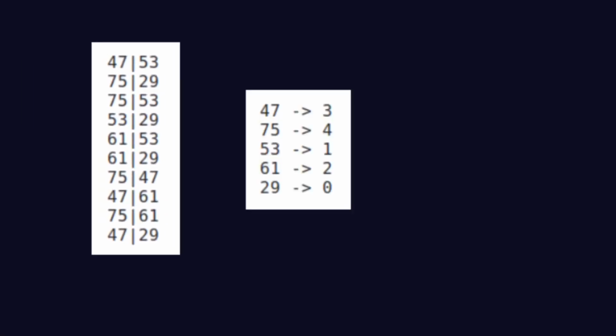The second method, we take a look at the rules here. These are relevant rules. Then we create a histogram of each page, of how many times it was the first page. Sorry, how many times it was the earlier page. So in this case, we get 47 become earlier page 3 times. So 1, 2, 3. So 3 times for 47 and 4 times for 75. So that is for 75.